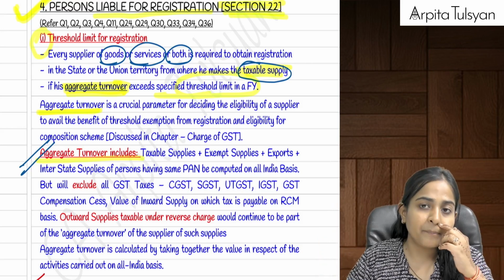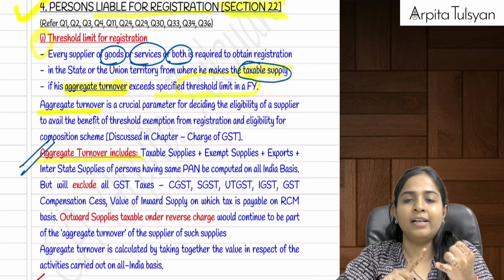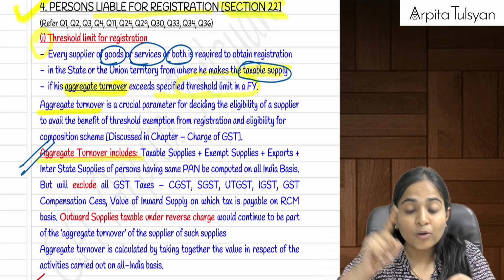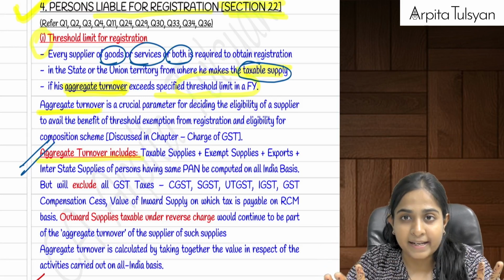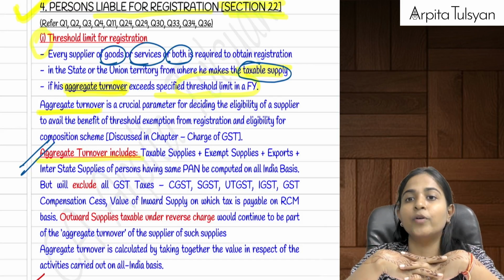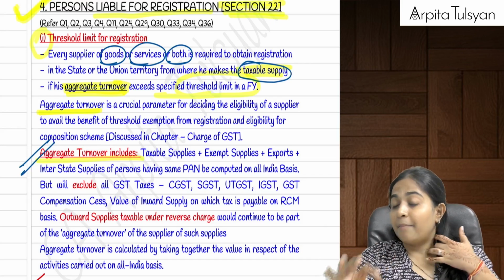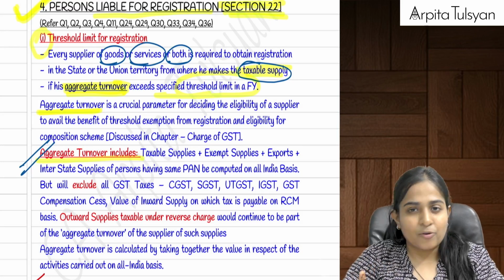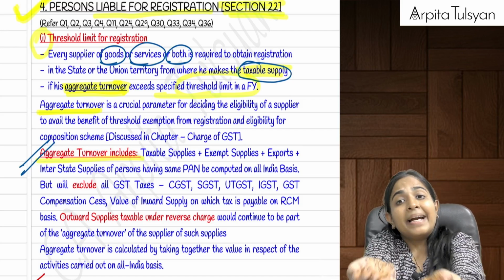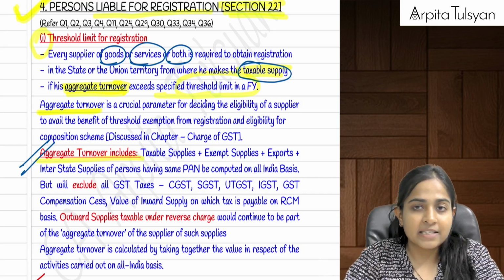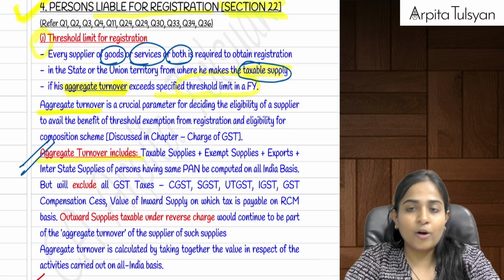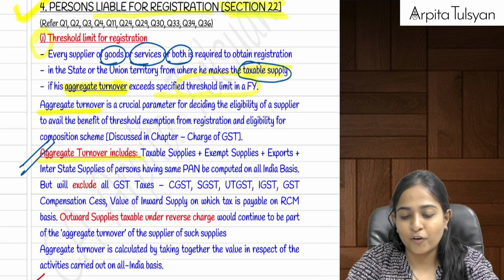Now ma'am, what do you mean by aggregate turnover? Aggregate turnover will include my intrastate supply, export supplies, and also my exempt supplies. Taxable as well as everything will be included for the purpose of calculating the aggregate turnover. But it will not include the GST taxes. CGST, SGST, UTGST, IGST, GST compensation cess will not be included. My inward supplies on which I have paid the taxes, and my inward supplies on which the tax is payable under reverse charge mechanism, will not be included. Because that is my inward supply, that is not my turnover, so that will not form part of my aggregate turnover.